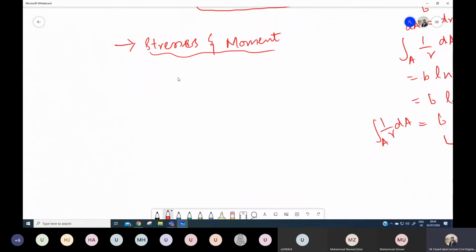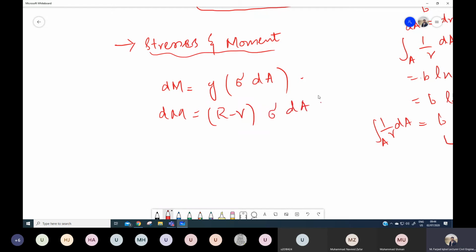So the equation that I've written over this, and another thing is that that moment was dM, because we are taking the differential element on which the moment is acting. So obviously that moment will also be a differential moment. So dM is equal to y into sigma dA. So the differential moment is equal to, obviously, if I want this y, it is capital R minus r into sigma dA.